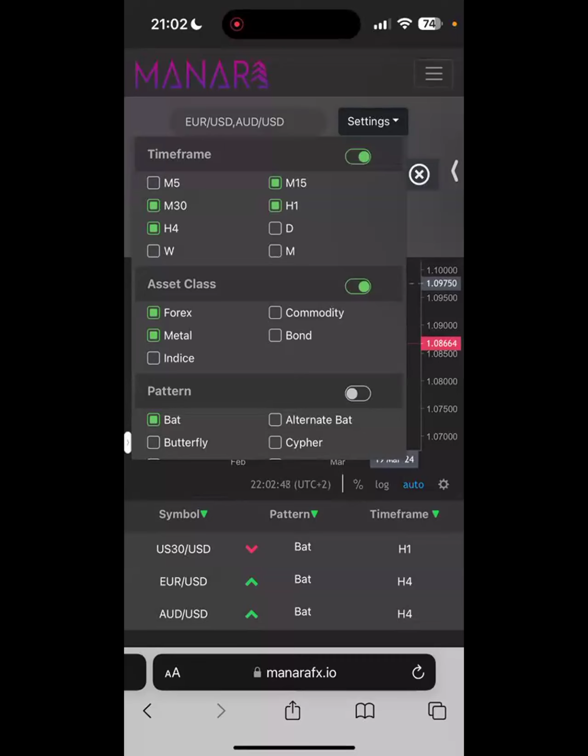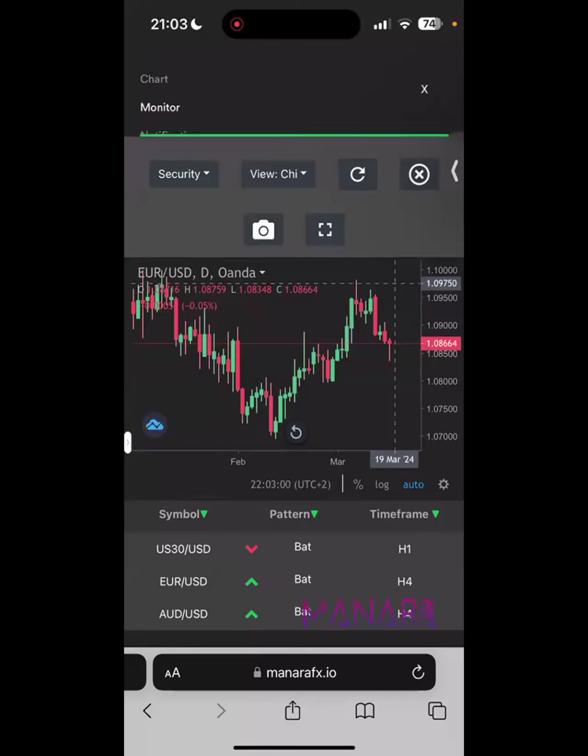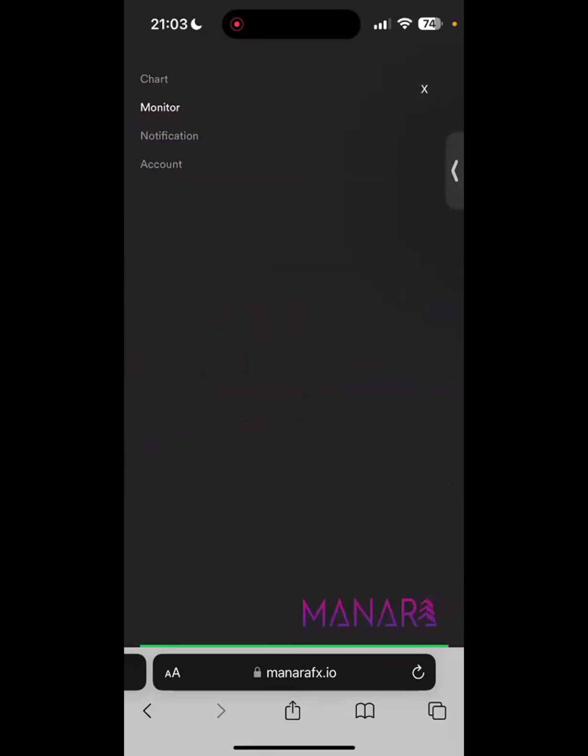So Chisom, you want to tap on settings back. So let's go to notification. Go to your menu line. Notification.